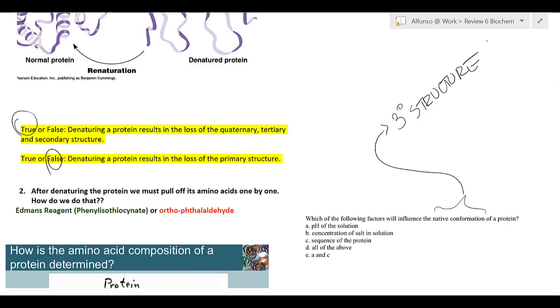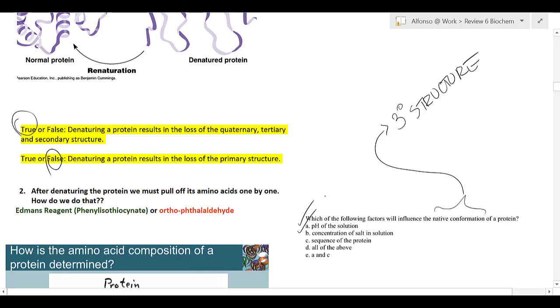Will the pH affect that tertiary structure? Yes. What about the concentration of salt in solution? Yes. What about the sequence of the protein? Yes, of course. Every single polypeptide, every single protein has a different composition of amino acids, and that composition of amino acids dictates its structure.